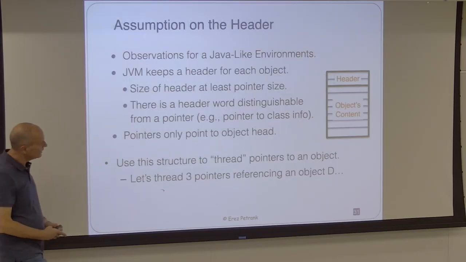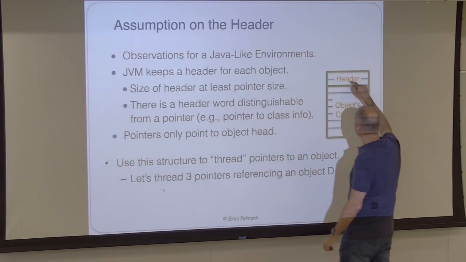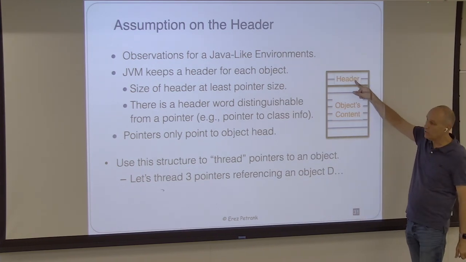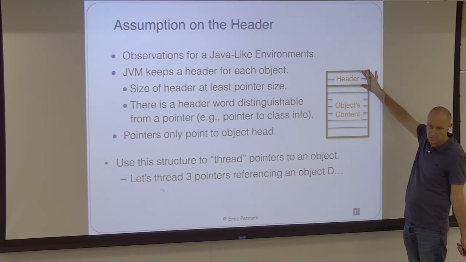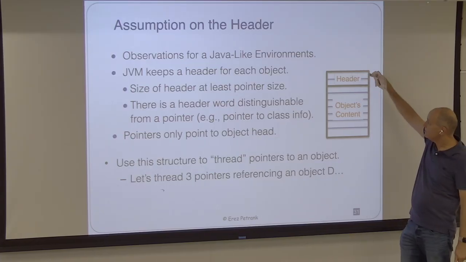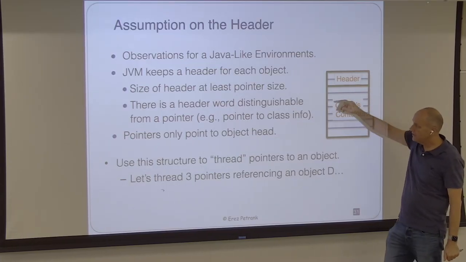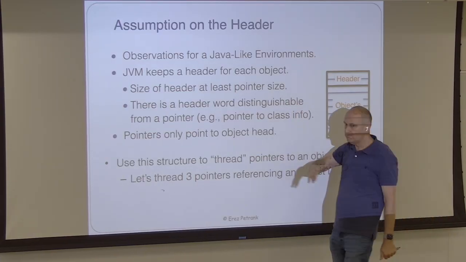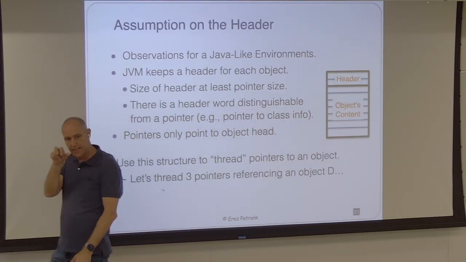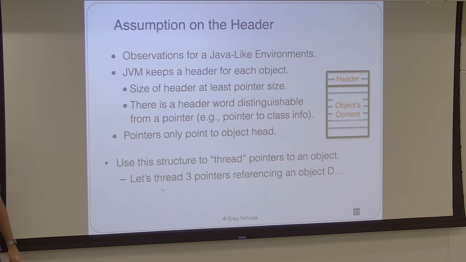One thing that I will use is that there is a header for each object, and this is correct for Java. The size of the header is more than a pointer. It's either one word or two. And there is a word here, I will have to assume, that doesn't look like a pointer. A pointer points to a word, so it has three least significant bits that are zero, because each word has 8 bytes. It points to a full word.